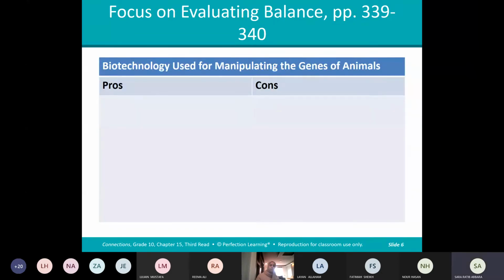Continue, Sarah. Here: biotechnology used for manipulating the genes of animals. You have the pros and cons. Here, what did she do? He wants you to write or tell us, when she talked about biotechnology used for manipulating the genes of animals, what is a good thing she mentioned and what is a bad thing she mentioned? Go to the excerpt, to the part on biotechnology used for manipulating the genes of animals, and give me the pros and cons.